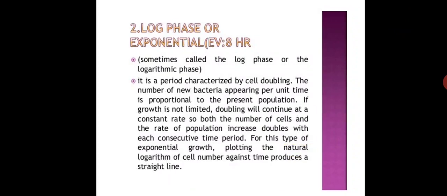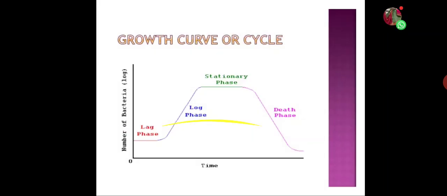Next, followed by log phase. In lag phase we couldn't see any kind of cell division. Because of that, here you can see it is a straight line in lag phase. The number of cells is going to be constant. We couldn't expect an increase in cell number. So this is the lag phase.